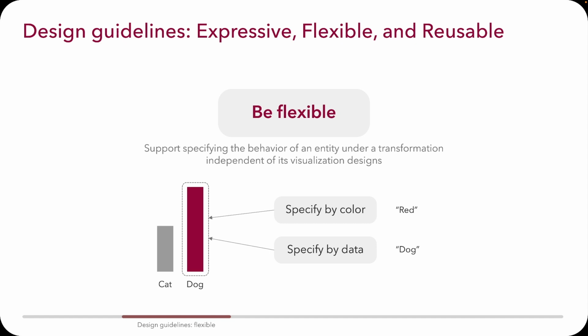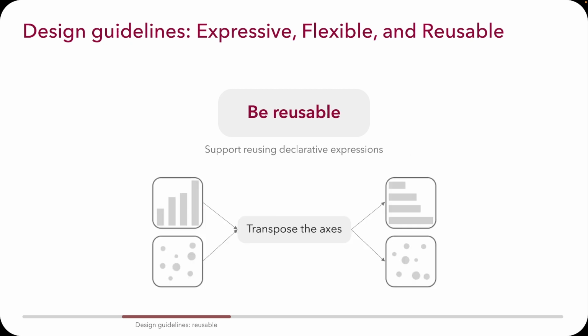Second, authors may need to use different expressions for the same visualization entity. For instance, some authors may want to specify the red bar that encodes the dog value here using the color name red, and others may want to do the same thing using the data value dog, depending on how they understand the visualization structure. Thus, a grammar should be able to flexibly specify the behavior of an entity under a transformation independent of its visualization designs.